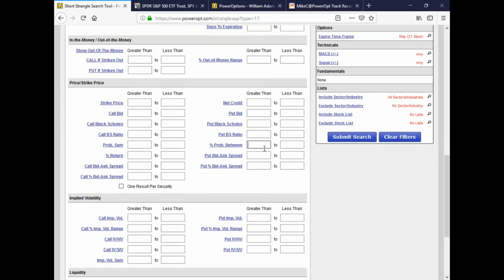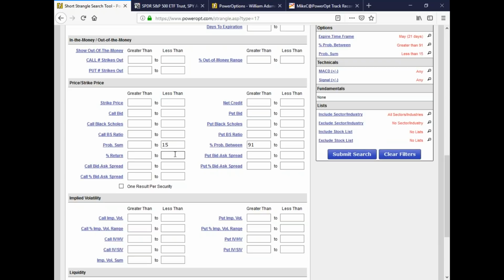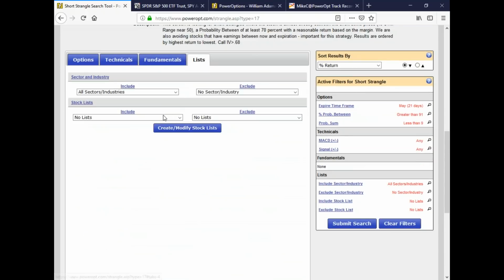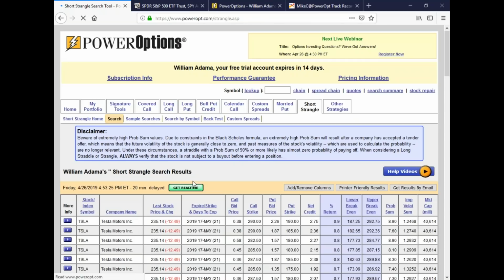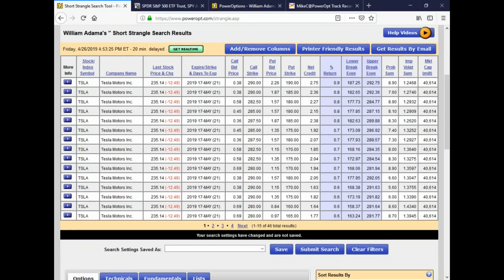So I'm going to try to force the delta we want using this lower range probability. Actually, I think I could probably go to 9. I don't need to worry about in or out of the money or anything else because I'm just looking against one particular stock. All right, let's run the search real time now. And let's see here. Oh, there it is.